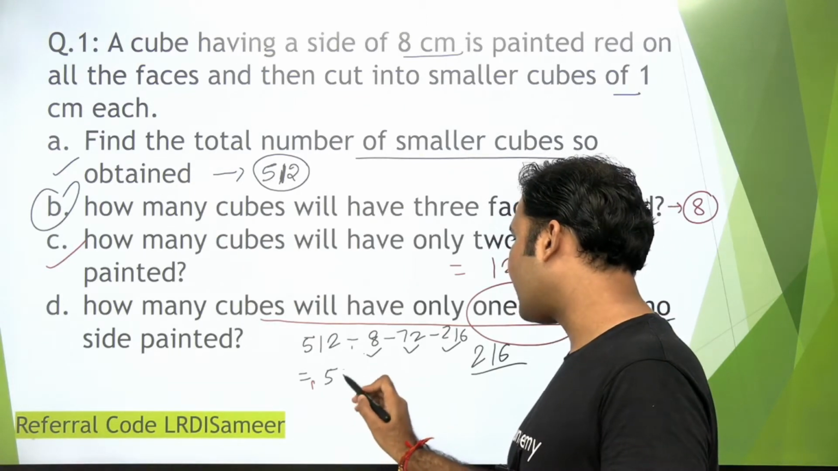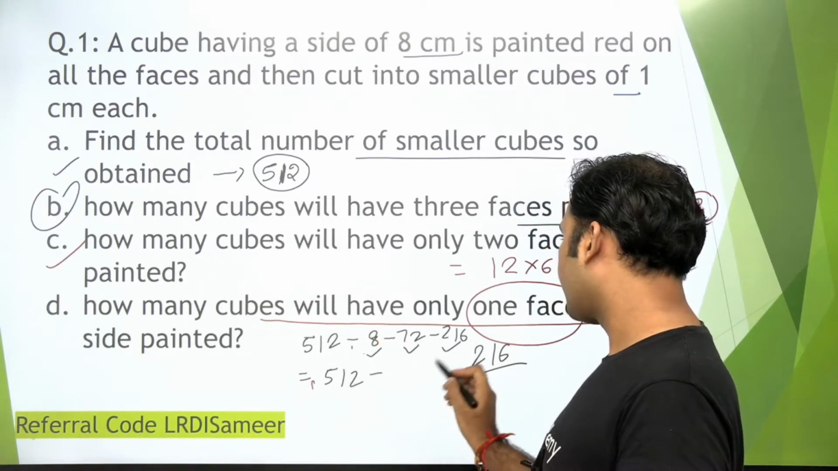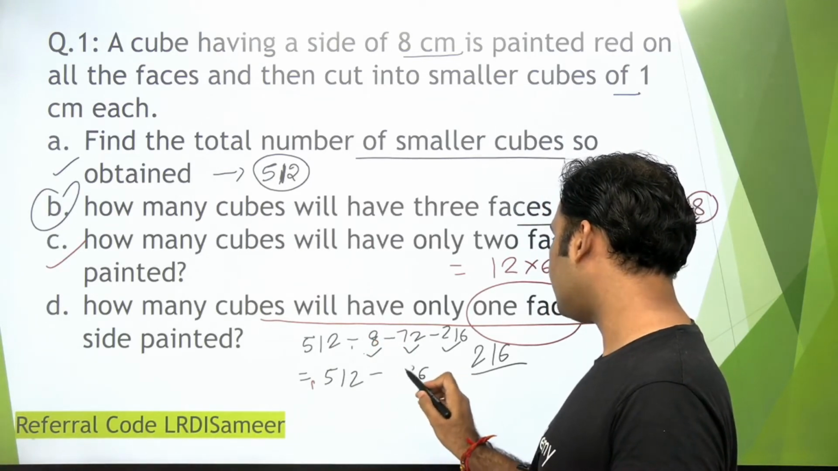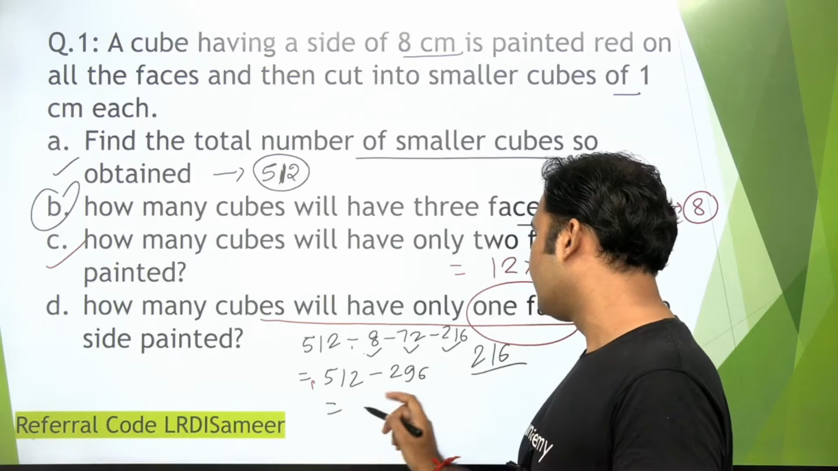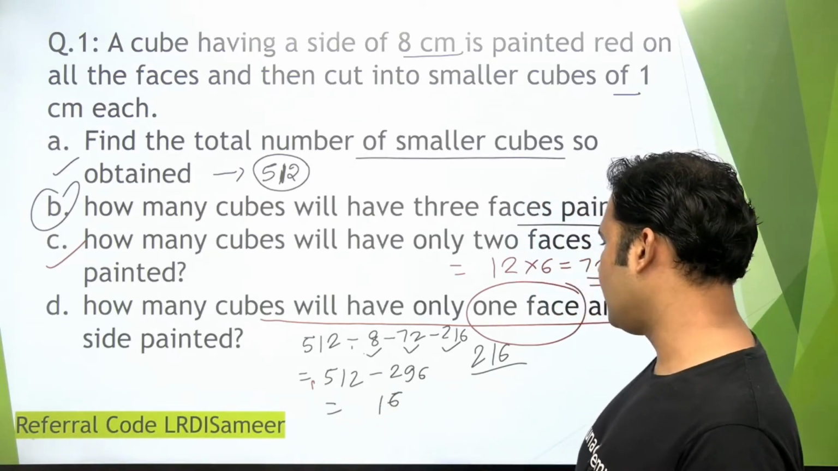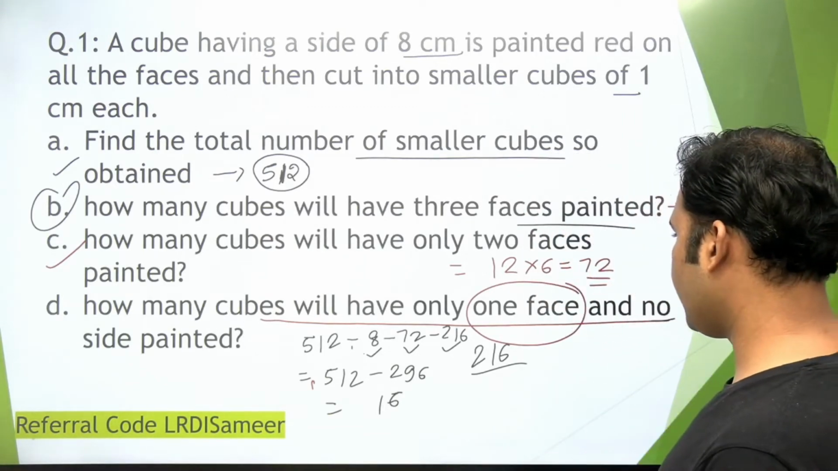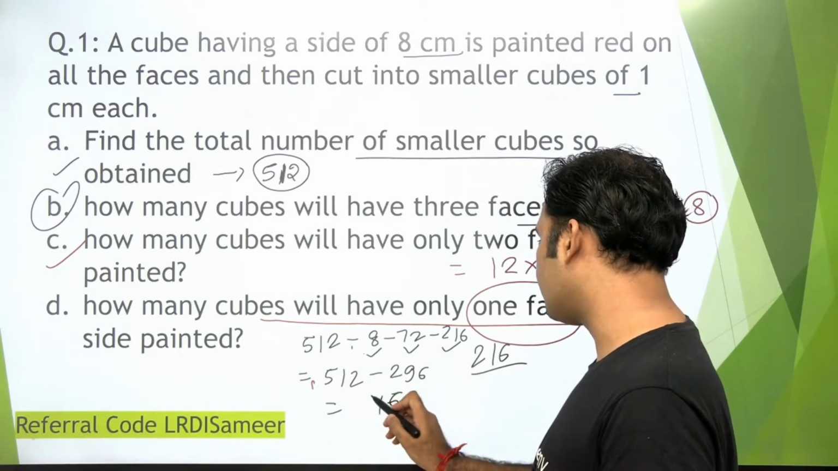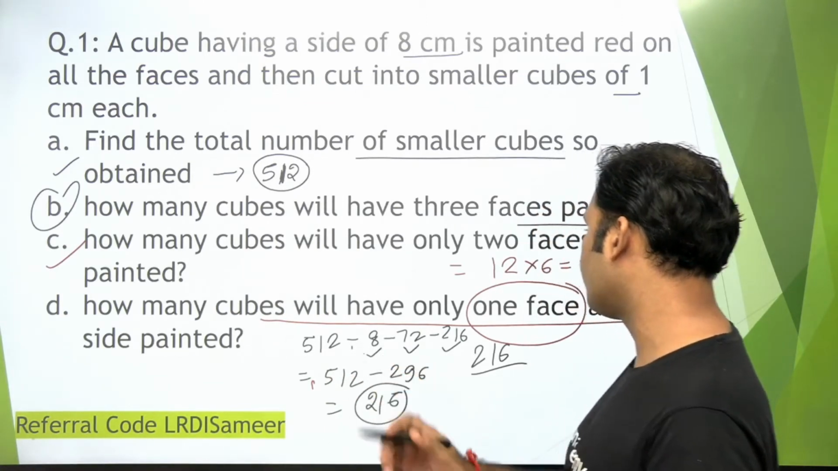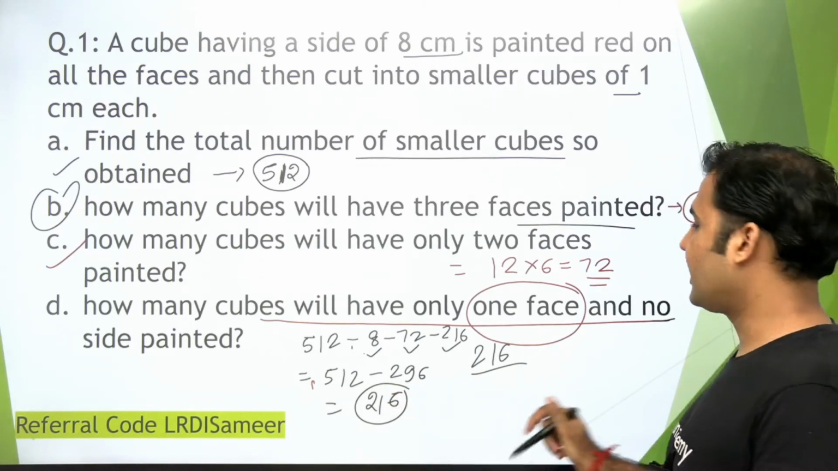So what is this value? 512. 72 plus 8 is 80. So 216 plus 80 is 296. Subtract 296 from 512. 12 minus 6 is 6. 10 minus 9 is 1. 4 minus 2 is 2. 216 will be the number of cubes that you will be left with, with no side painted.